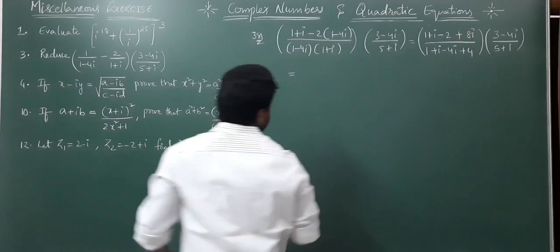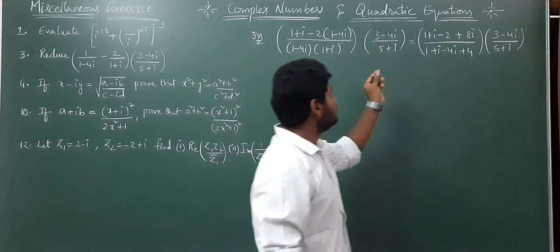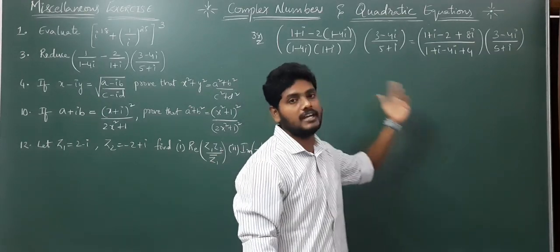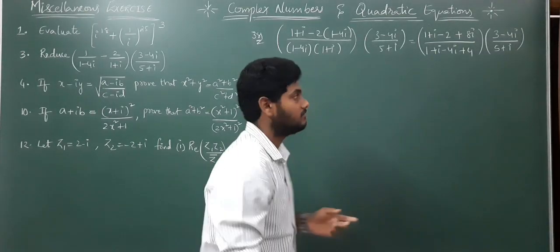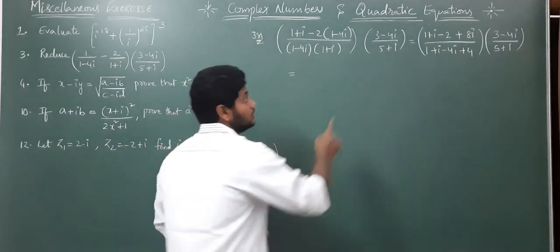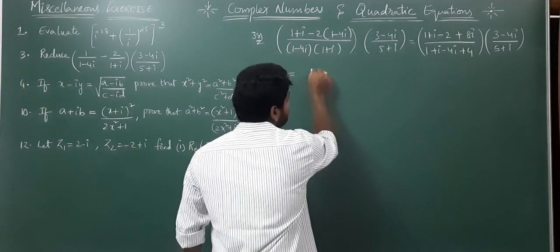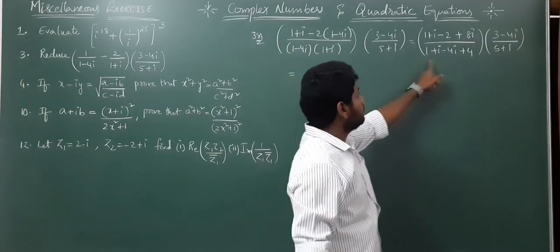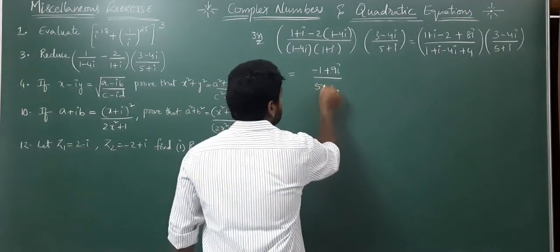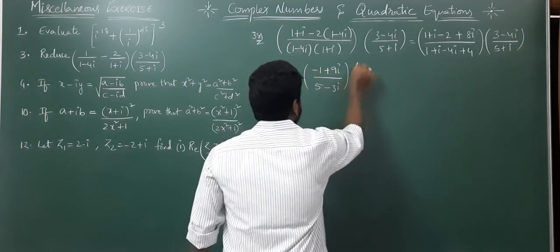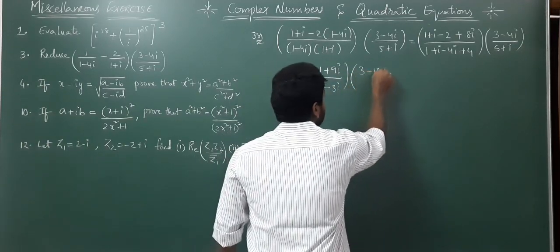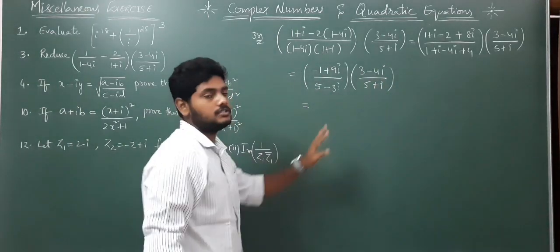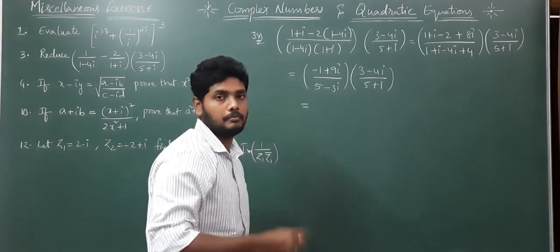Now simplify those two. While simplifying this, you need to concentrate very much. Why? Because when we multiply i into i, we need to put a minus sign, right? Because that i square value is minus 1. Now 1 minus 2 is minus 1 plus 9i, divided by 1 plus 4 is 5 minus 3i, into (3 minus 4i) by (5 plus i). So multiply these two. Again we will still get it in the form of p by q.